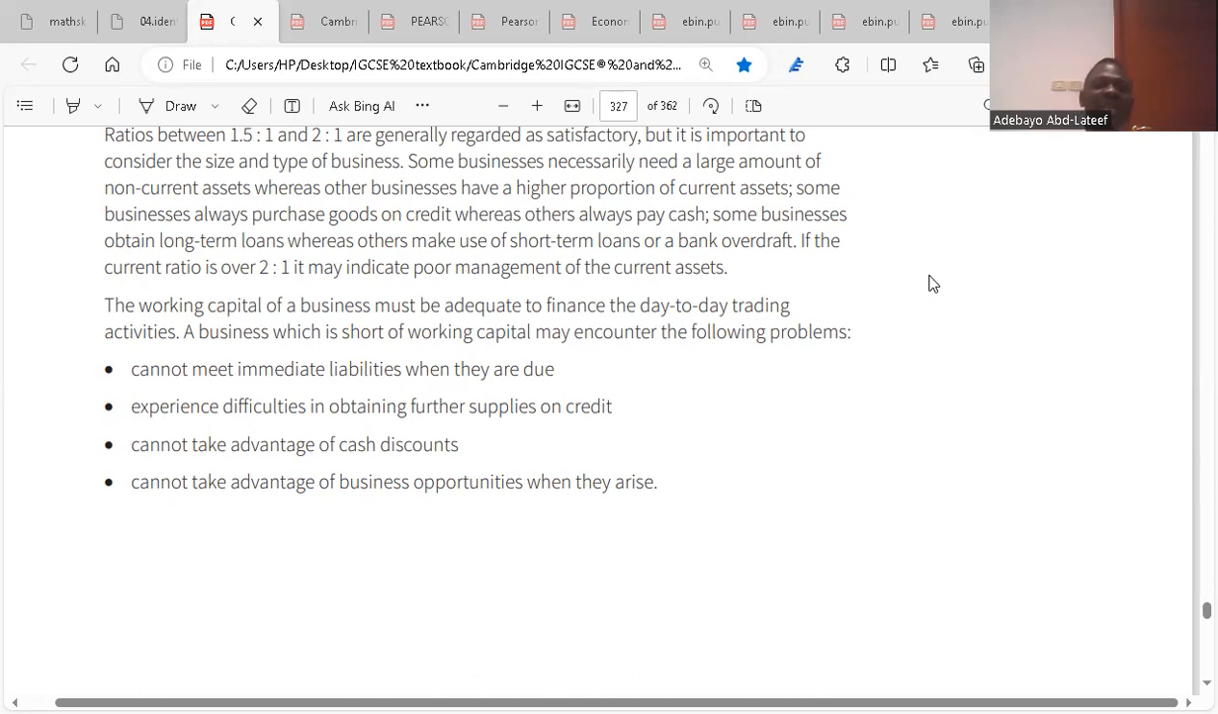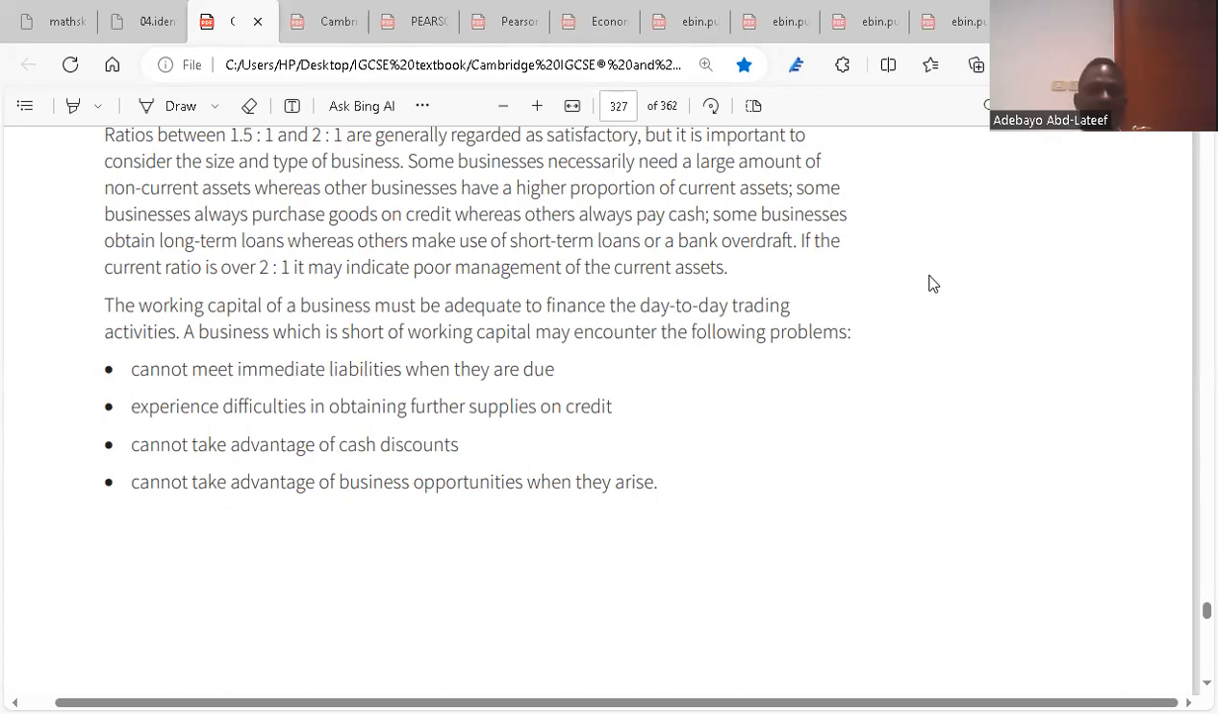The third one, you cannot take advantage of cash discounts. It means you have lost out on cash discount, because you get cash discount when you are able to pay before the due date. But because you don't have the cash to pay, that means you won't have any discount when you have to pay back. And there might be an interest.